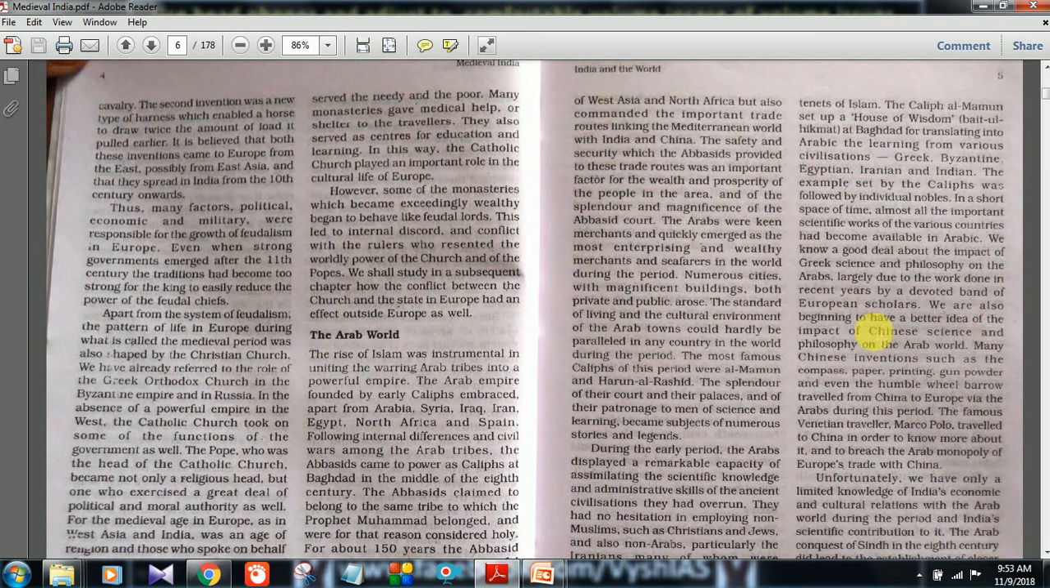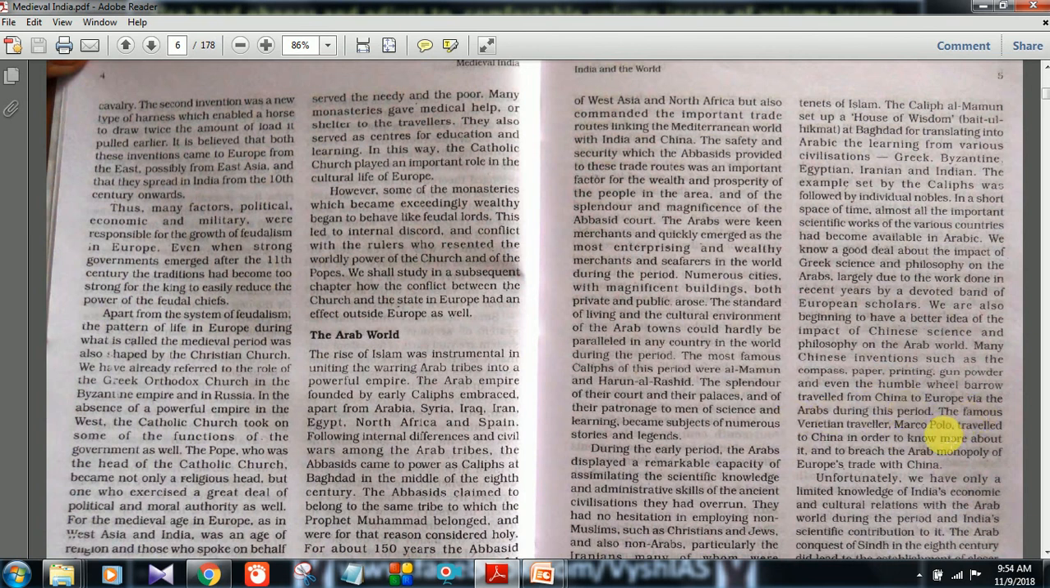We are also beginning to have a better idea of the impact of Chinese science and philosophy on the Arab world. So from the east and west, influence from both sides is there. Many Chinese inventions such as the compass, paper, printing, gunpowder, and even the humble wheelbarrow traveled from China to Europe via the Arabs during this period. Because the geographical location of the Middle East is in the center, it is like a connecting point between both Europe and China.